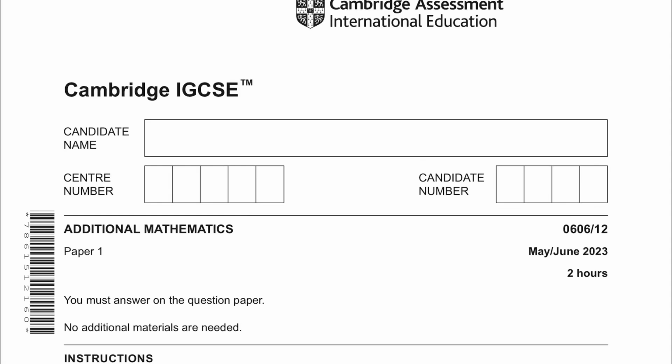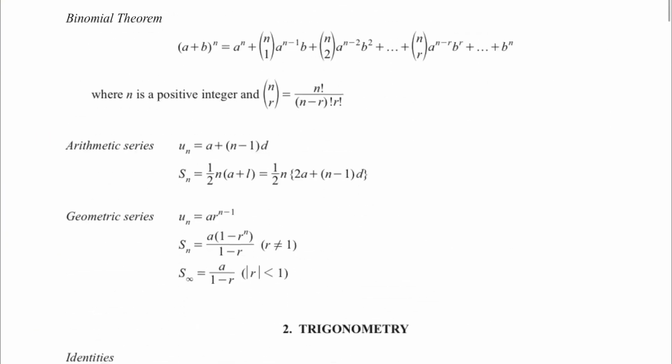Okay, so my name is Bilal, and today we'll be solving Additional Mathematics May June 2023, Paper 1, Variant 1 2.